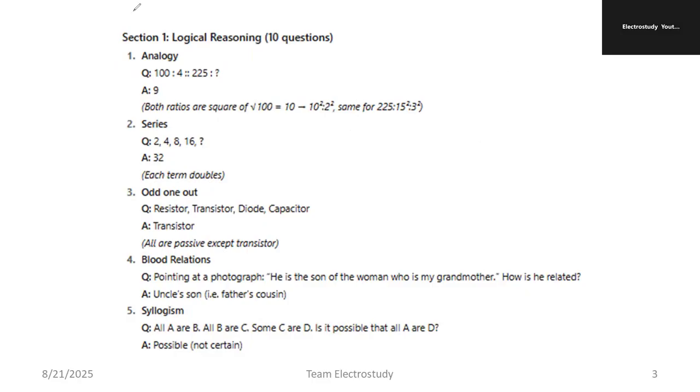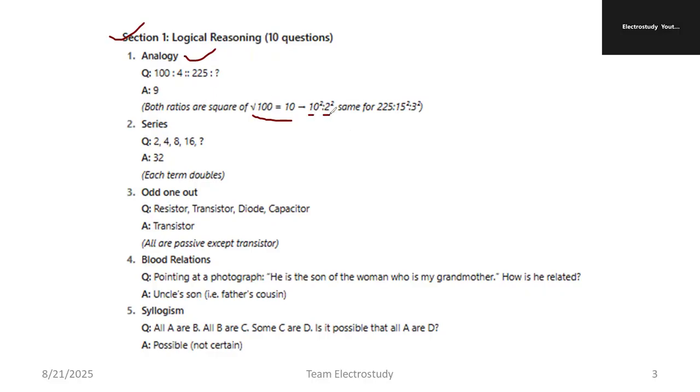So what you can do, let us go for logical reasoning. You can get questions from analogy, like 100 is mapped to 4. Then how about 225? So how do you get the answer? First, you understand the relation between 100 and 4. You can see the square root of 100 is nothing but 10. That means 10 square is 100, correct?